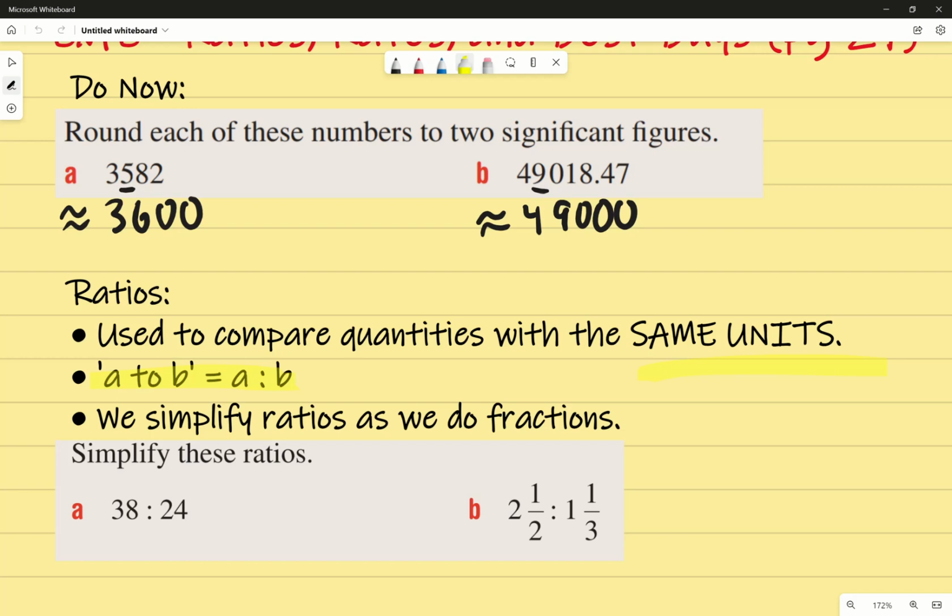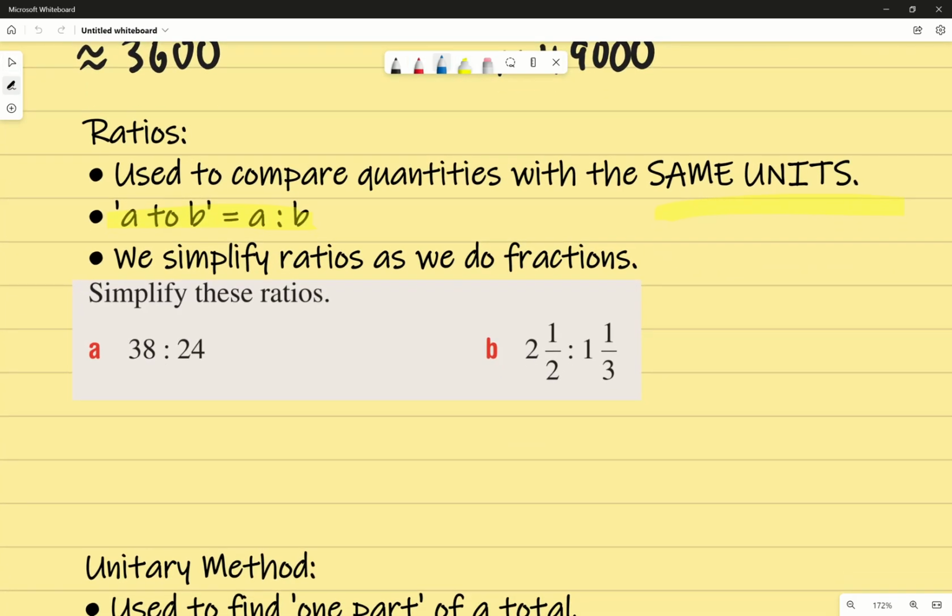Okay, great. If we're simplifying these ratios, again we treat them as we would fractions. 38 colon 24, what's the highest common factor? What's any number that goes into 38 and 24? 2. Let's do 2. So I'm going to divide both of them by 2. Again, treating it like it's a fraction, except the line is the colon. That gives me 19 over here, and 12 over here. Any disagreements? Is there any way we can simplify that further? No. The only other common factor is 1, and we don't really care. So 19 colon 12 is our ratio in the most simplified form.